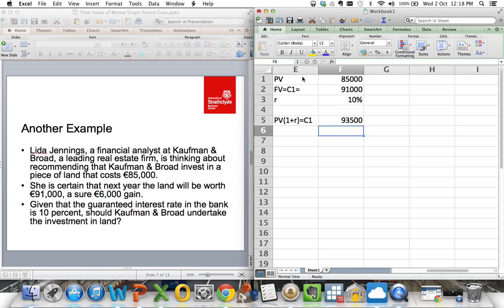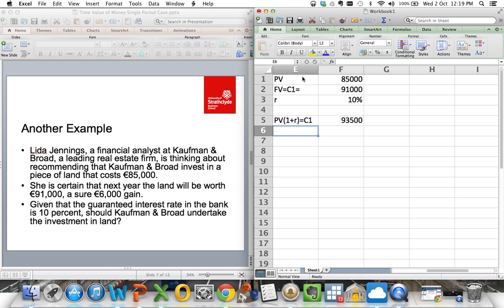So if we invest in the land just now, we get 91,000 in the future. But if we compare that to investing in a bank account that gives us 10%, then you can see that in actual fact the land isn't as good an investment as the bank account. That would tell us that we shouldn't invest in the land. Why? Because we could get a better return by putting our money into a bank.